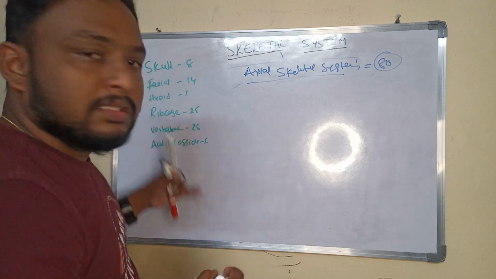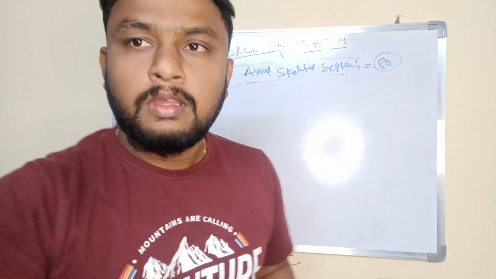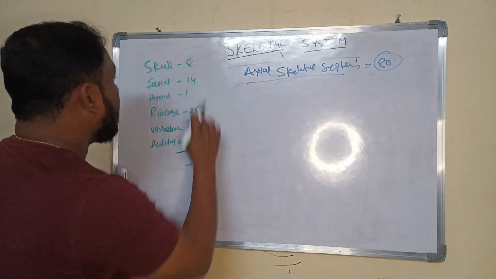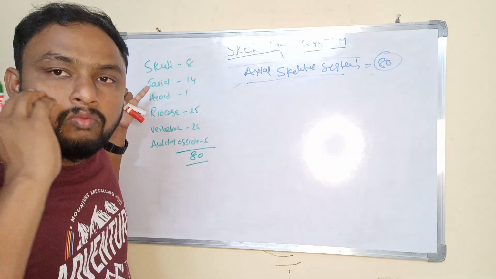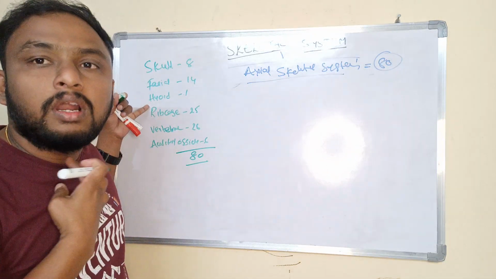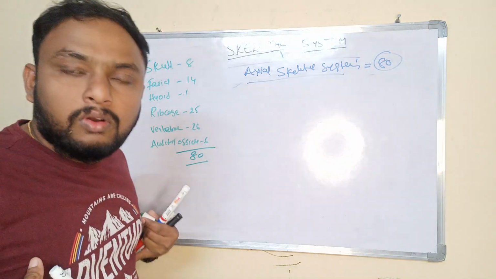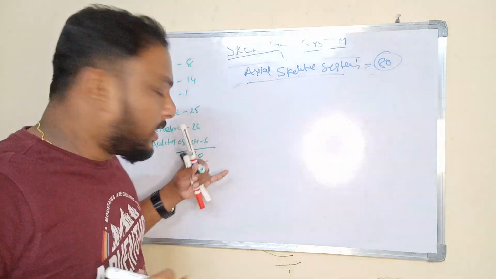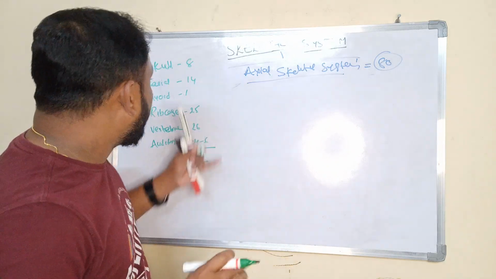This is the structure of the axial skeletal system. These are the 80 bones present in the axial skeletal system: 8 skull bones, 14 facial bones, 1 hyoid bone which is present in the throat, and the rib cage, the chest bones. The vertebral bones are 26 in number, and the auditory ossicles are 6. We will see the bones one by one.